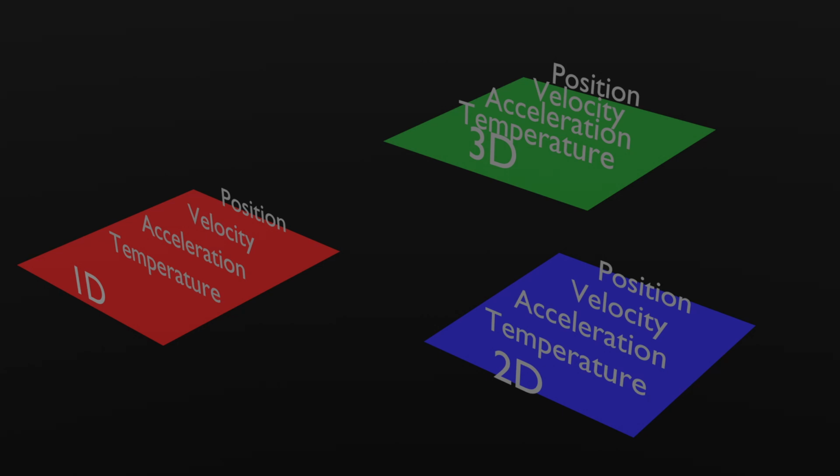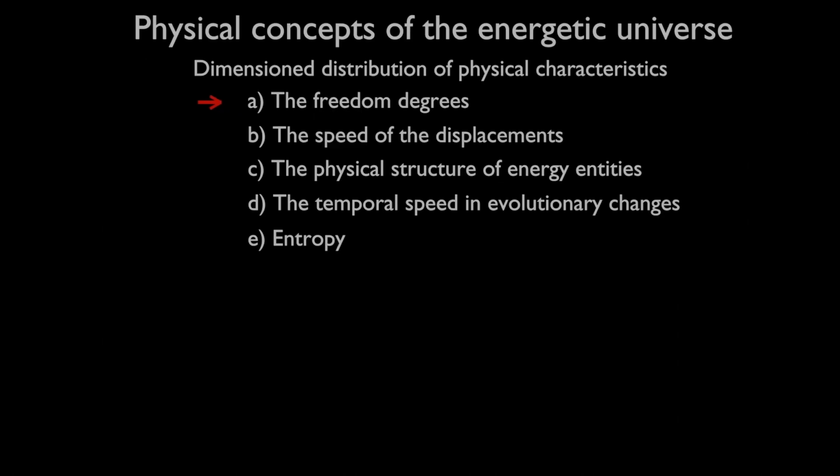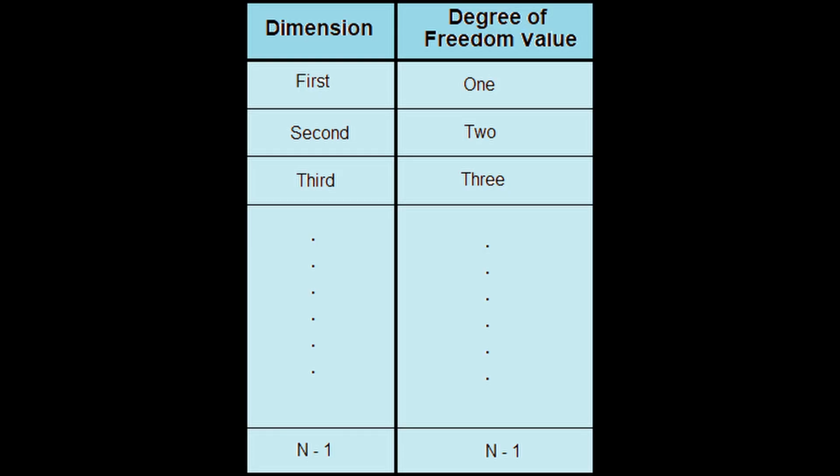This distribution indicates the existential particularity of each of the dimensions and gives us clues as to what existence would be like in the nth dimension. Some of the most relevant physical characteristics are the following. A. The freedom degrees. As explained above, the energy evolutionarily structures various dimensions that have different freedom degrees from each other.